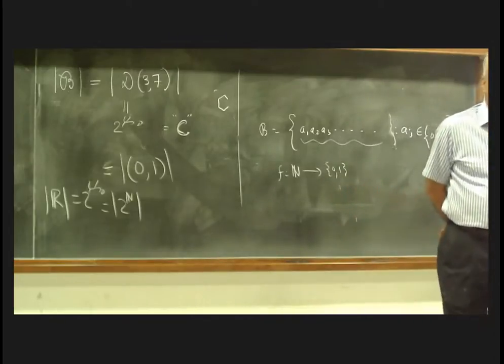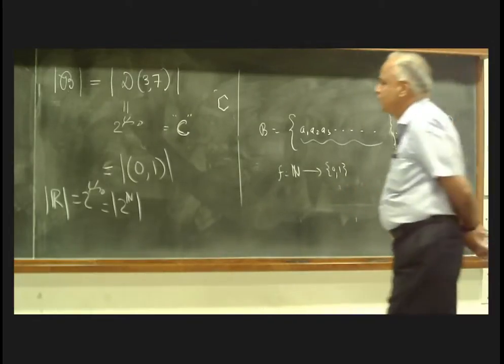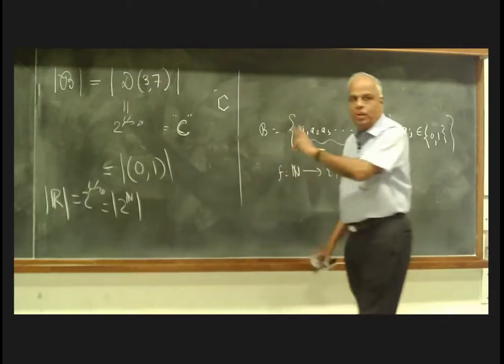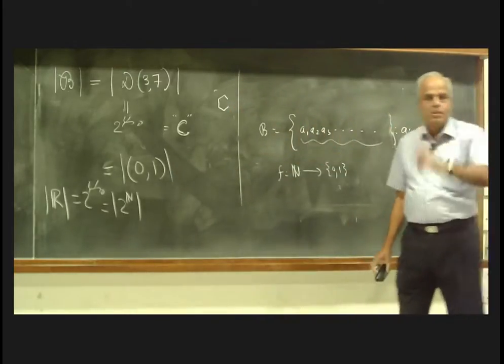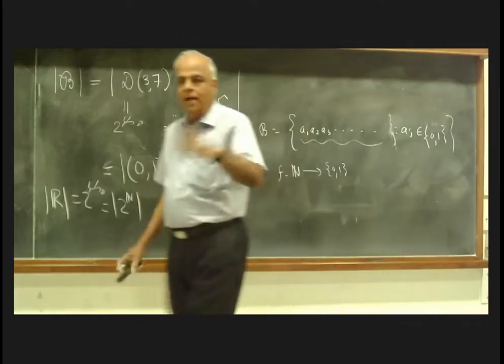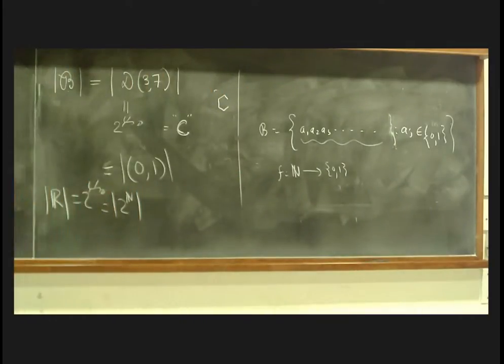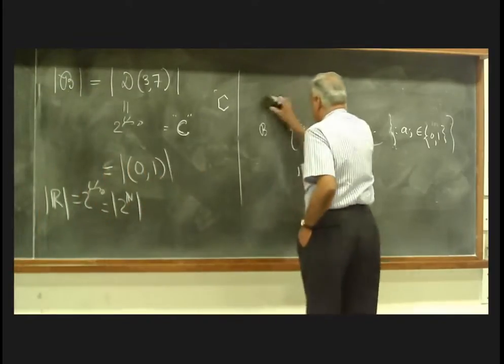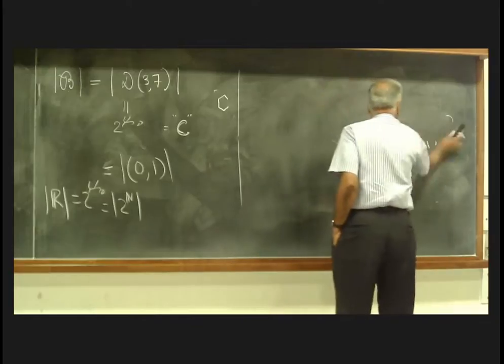Yes, true. That's true. There are difficulties there. Because there are some numbers which will have 2 possible binary expansions. You must identify what type of numbers are those, sort them out, and then do this. Yes, you are absolutely right. Okay.